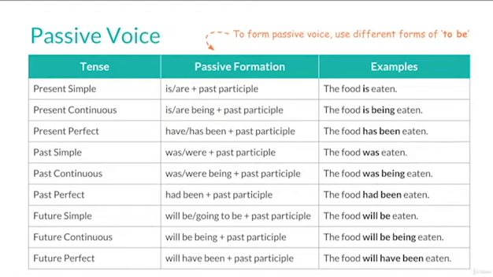If we're talking about the present simple tense, we would say the food is eaten. In the present continuous tense, we would say the food is being eaten. In the present perfect tense, we would say the food has been eaten. In the past simple tense, we would say the food was eaten, and so on.